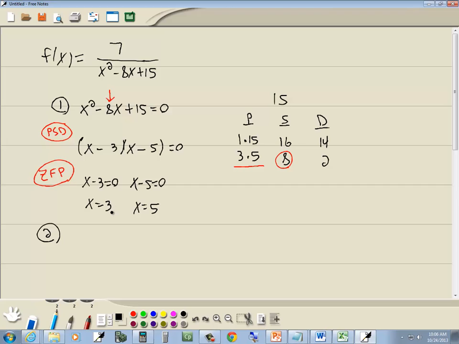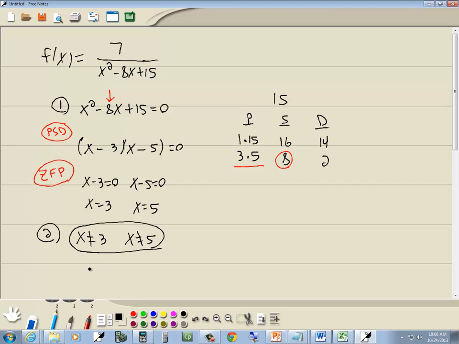Now if I were to plug these back into my problem, put 3 in, for example: 3 squared is 9. 8 times 3 is 24. 9 minus 24 is negative 15. Plus 15 gives us 0. So step 2, these are the values we cannot have. So we're going to put a slash through the equals. So x cannot equal 3 and x cannot equal 5.